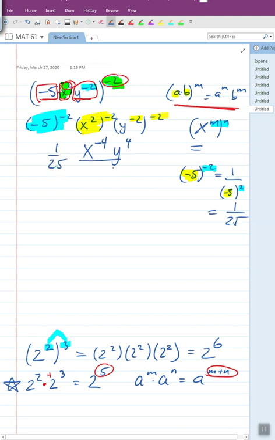Okay, if I just sort of picture those guys being over 1, I think what we've got here is x to the negative 4, y to the 4 over 25.